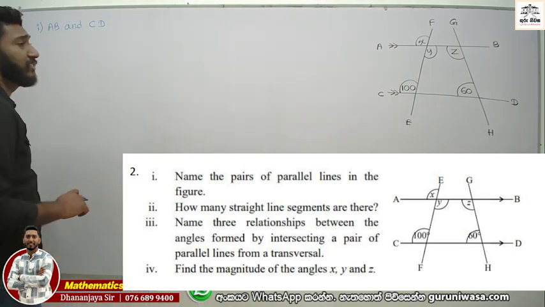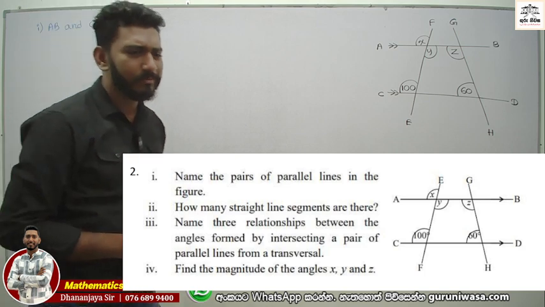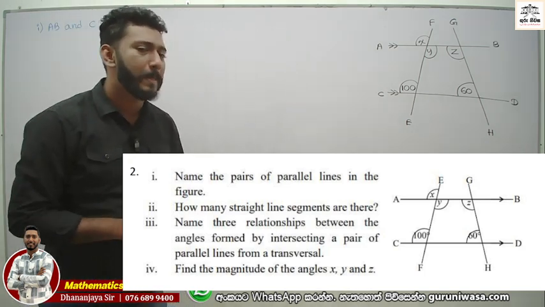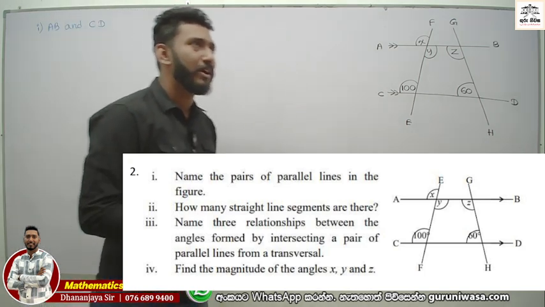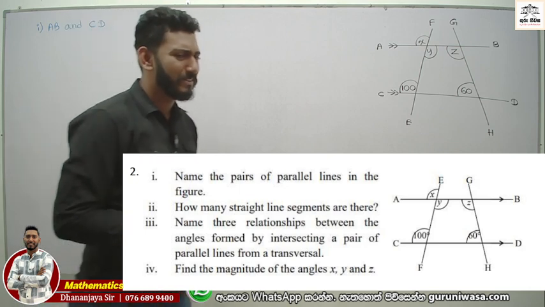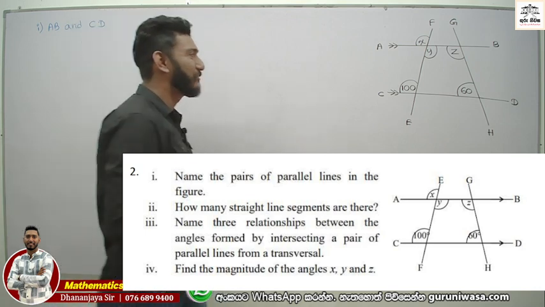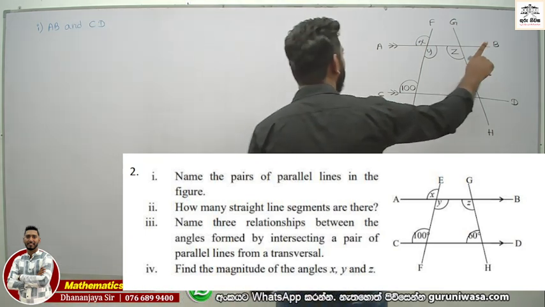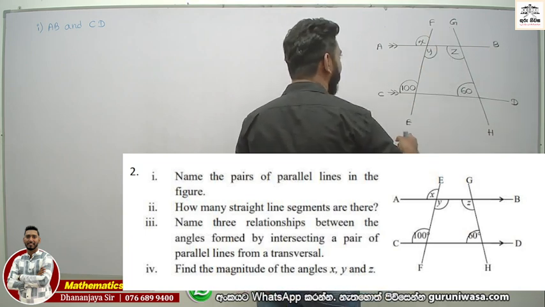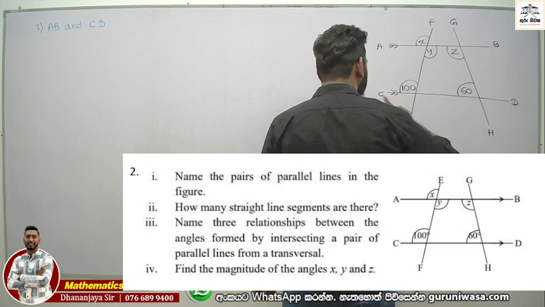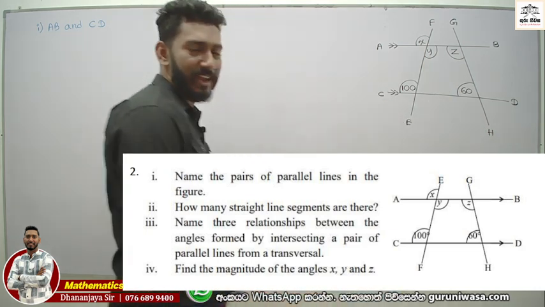How many straight line segments are there? What is the answer? Two? Are you sure? Four. Yeah, it's 4, right? AB is a straight line, EF is a straight line, GH is a straight line, and CD is also a straight line, right?